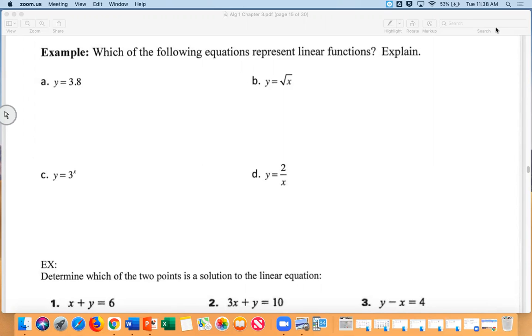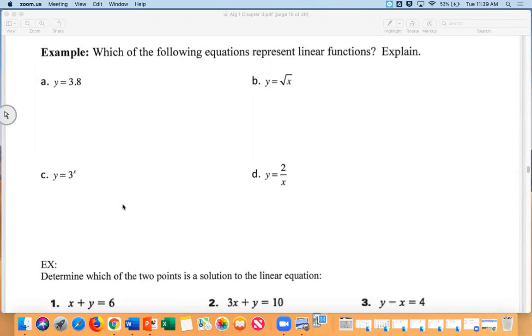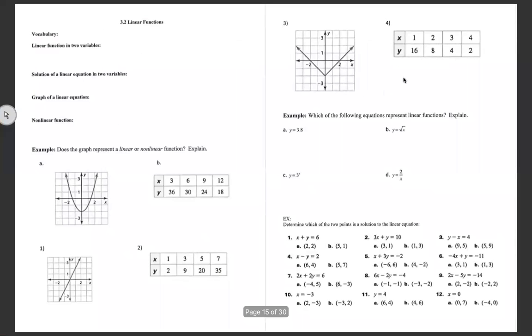All right, so what I'm really going to encourage you guys to do is this. I want you guys, if you have a calculator, to get it out, and I'm going to get mine. And we're going to see what they look like on the calculator.